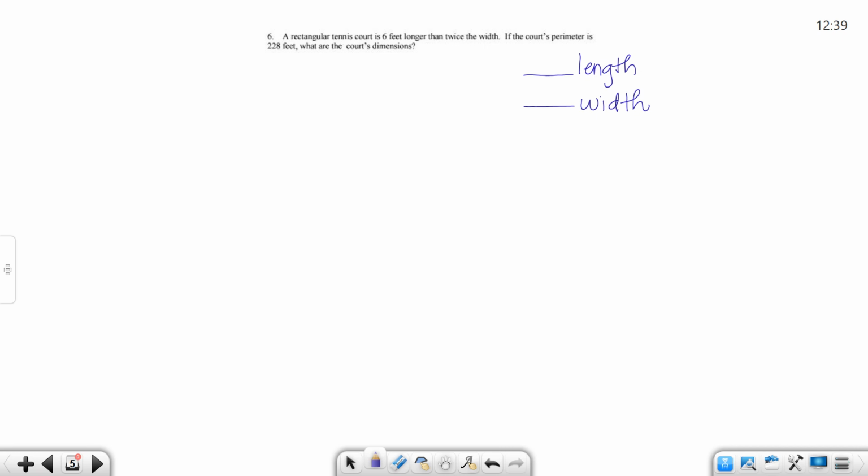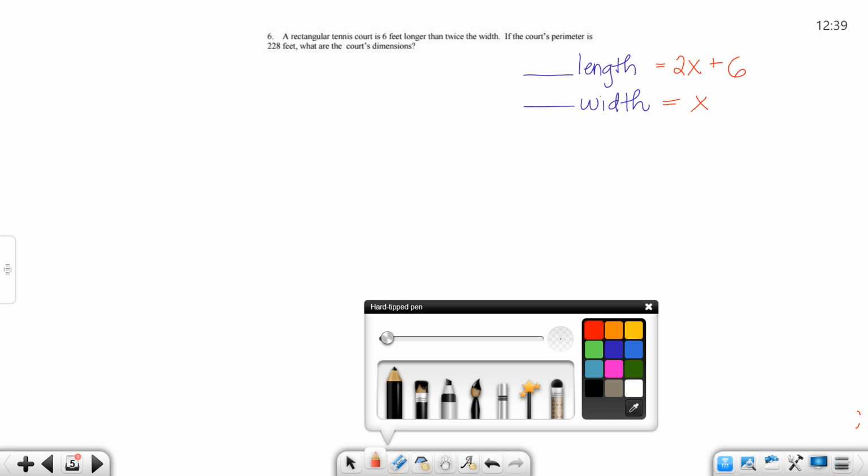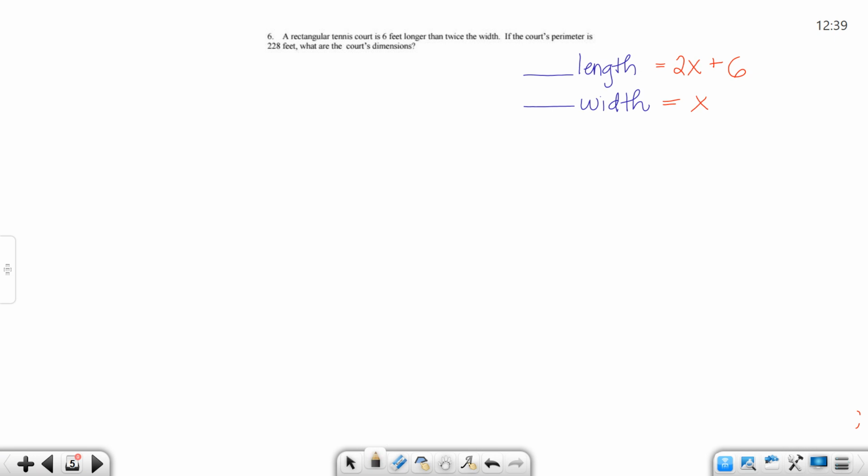In this problem it says 6 feet longer than twice the width. Since width is what it's being compared to, you want your width to be X, because that's what it's compared to. Now that you know your width is X, the other one's easy to find. Reading it backwards, it says 6 feet longer than twice the width. The width is X, so twice the width would be 2X. 6 feet longer than that would be plus 6. Now, you're welcome to use your perimeter formula, P equals 2L plus 2W, but I use a different method. I just draw it out.